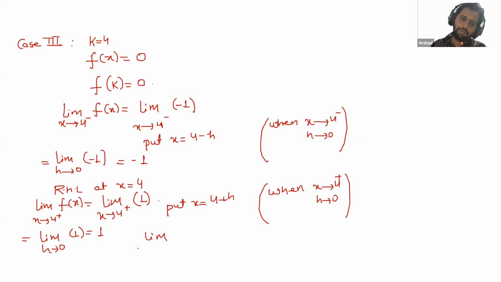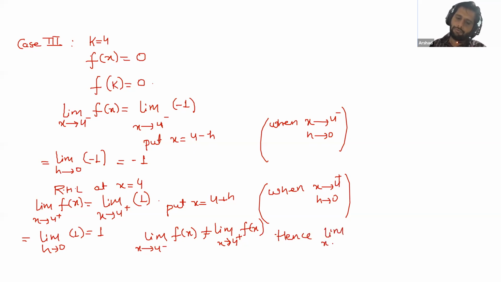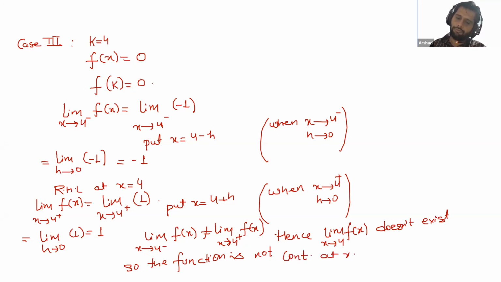So we can say that limit x tends to 4 minus f(x) is not equal to limit x tends to 4 plus f(x). Hence, limit x tends to 4 of f(x) does not exist. Hence the function is not continuous at x is equal to 4.